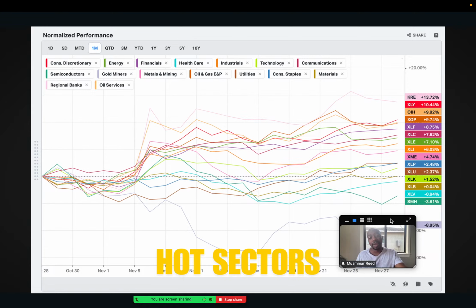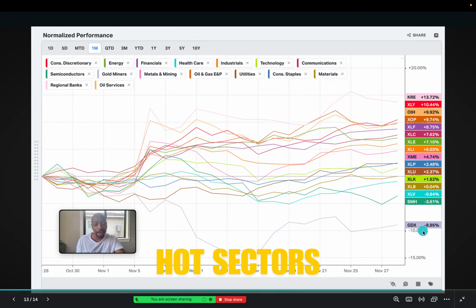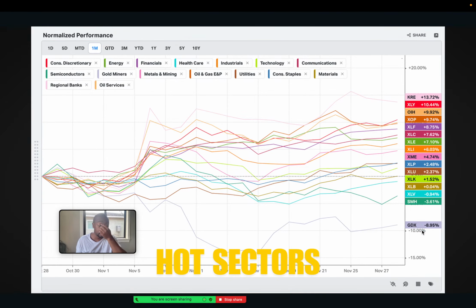Looking at the market in general, am I bullish or am I bearish? I'm bullish because look at all these sectors that are mostly positive, right? You got gold miners, that's the worst sector. You got semis, that's not that great, right? Semis are down, gold miners are down, not gold specifically, but gold miners. If I were shorting anything this week, those are the two sectors that I'd be shorting.